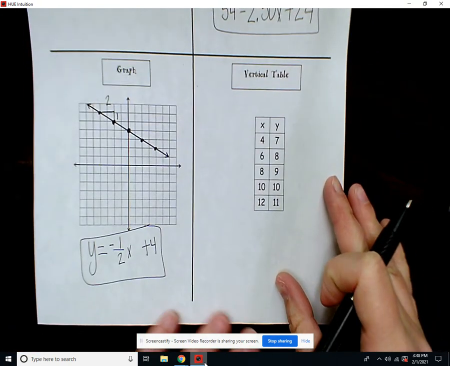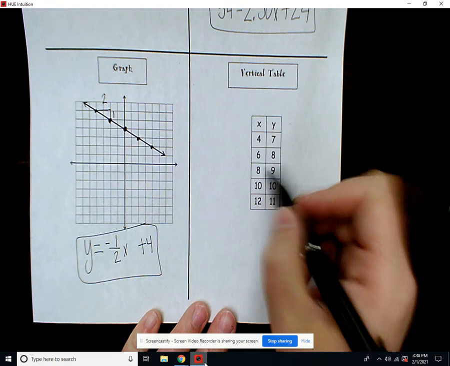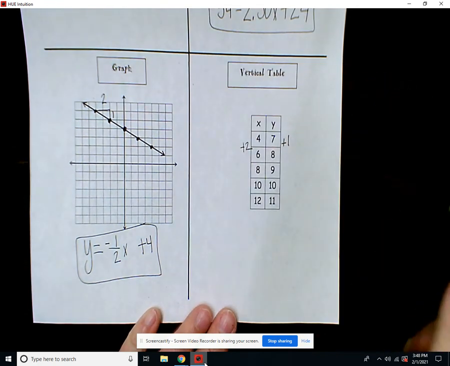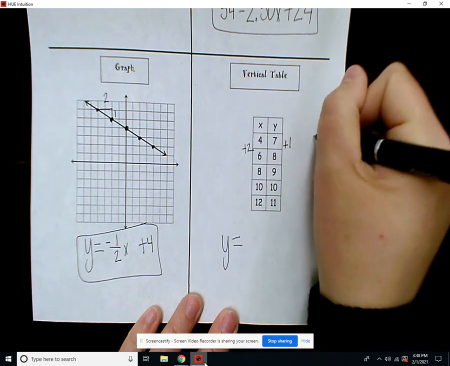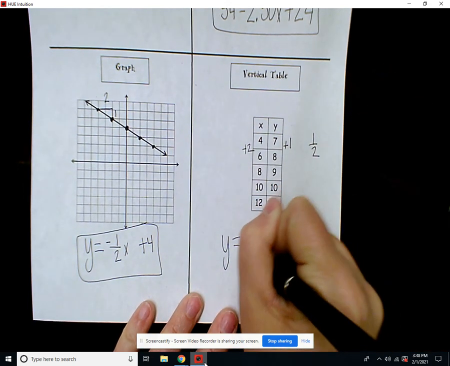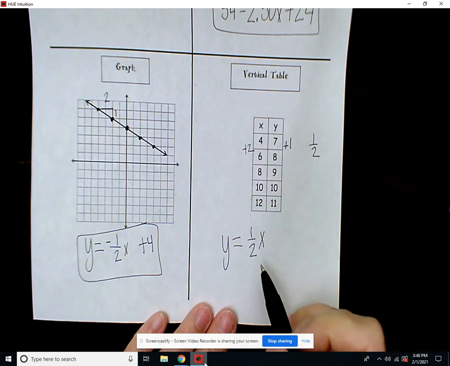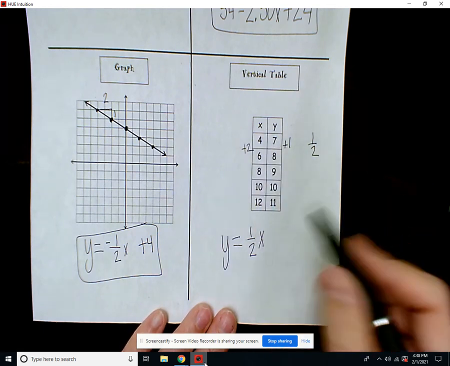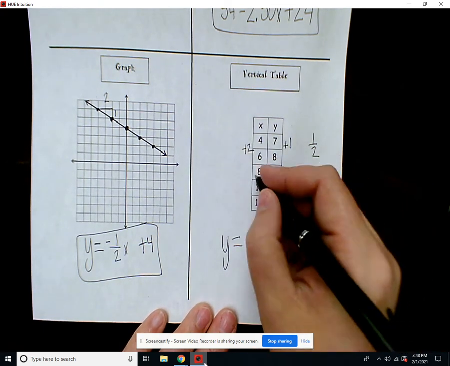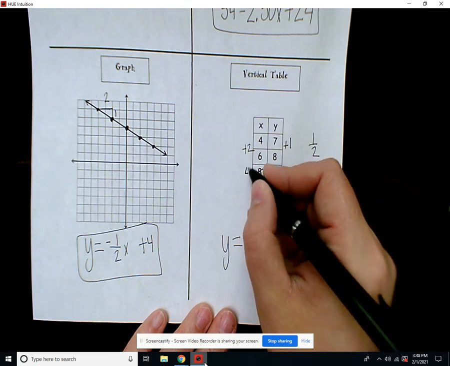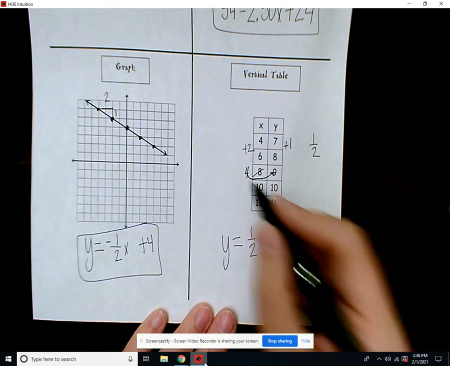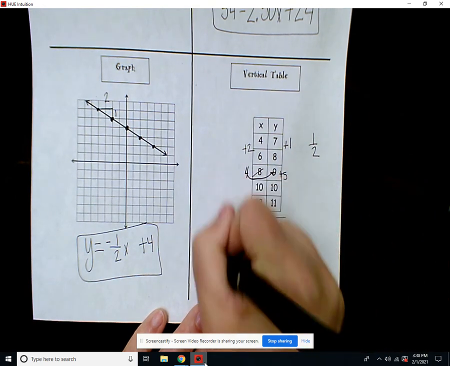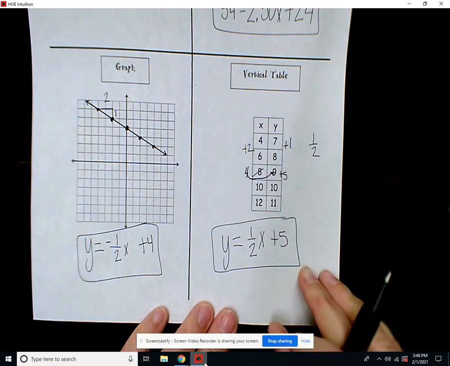Okay, and then for our other table, so again, we'll find our change in our x's. So that's adding 2. Our y's, we're adding 1. So we'll write that as 1 over 2, so y over x. So we get 1/2 x. Then we'll pick an x value since there's not 0. So let's pick 8. So half of 8 is 4. And then how do I get from 4 to 9? Plus 5. So I get y equals 1/2 x plus 5.